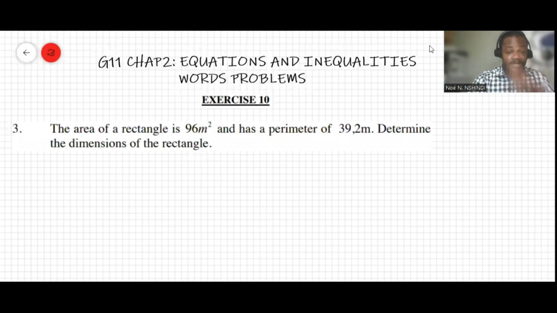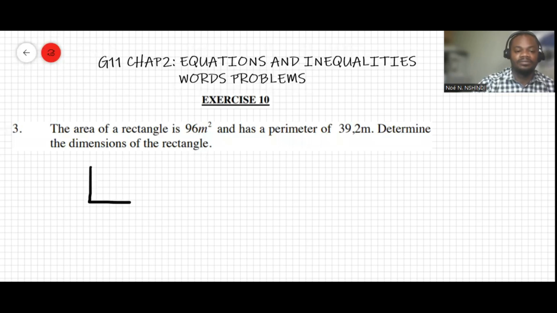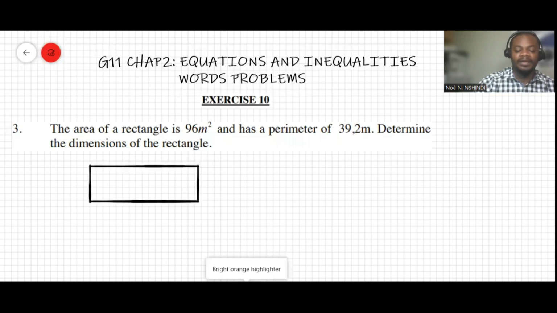All right, we have another question here that says that the area of a rectangle is 96 meters squared and has a perimeter of 39.2 meters. Determine the dimensions of the rectangle. So let's say this is the rectangle. Okay, and then this area is 96 meters squared. And then the perimeter is the sum of all the outer side.